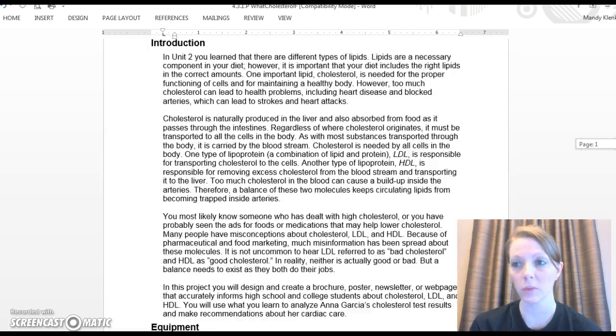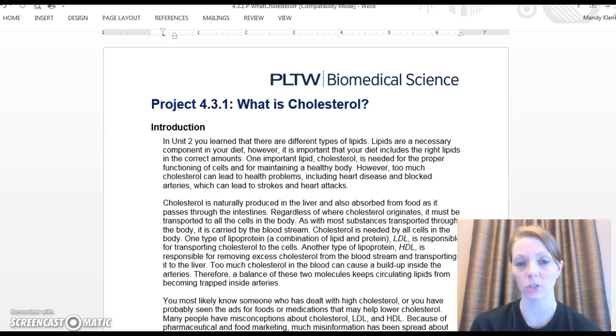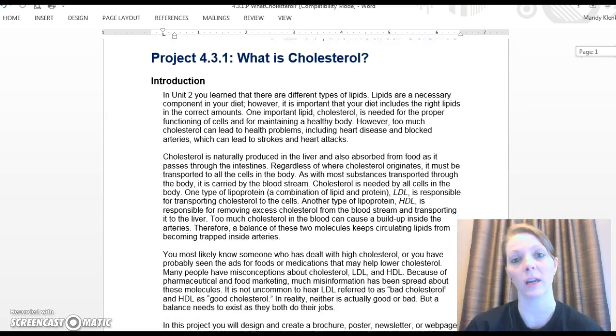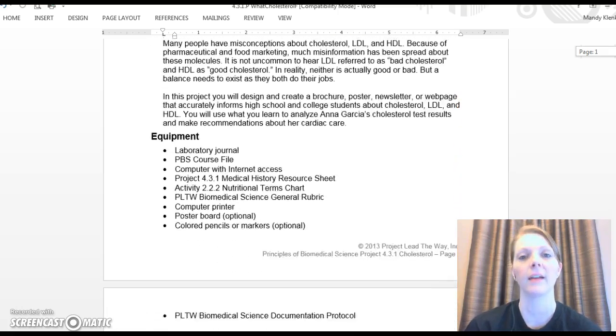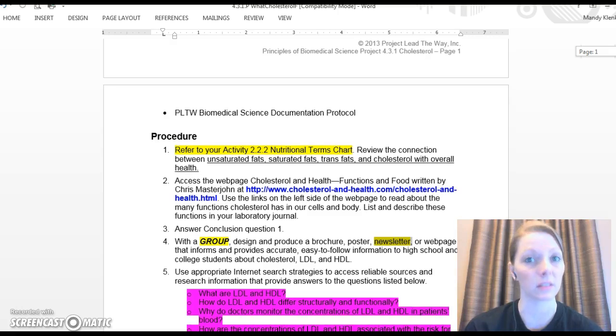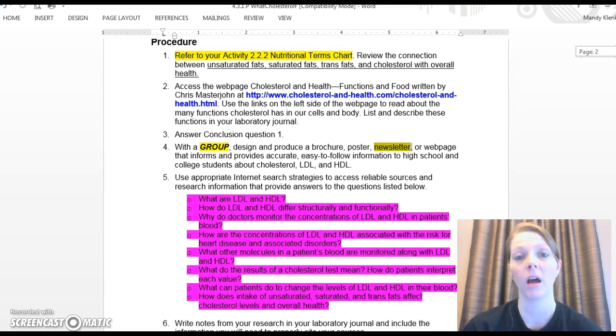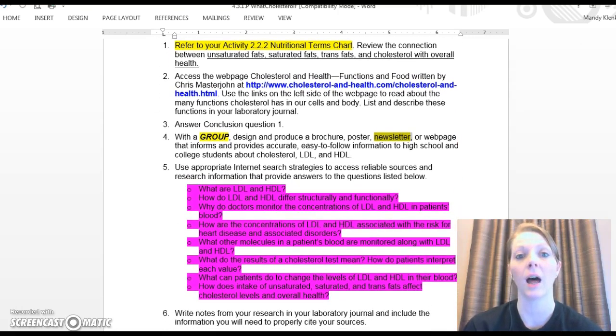When you are finished with that, you need to move on to your groups, your pairs, and I think there's a couple of groups of 3. You're going to work on what is cholesterol and get started on this. I do not expect you to have this done. This is not homework, okay? But what I want you to have is you need to at least have this started.